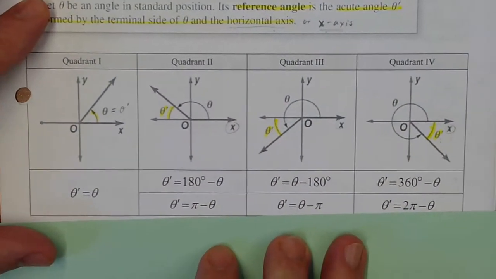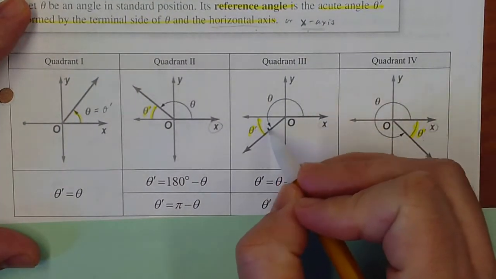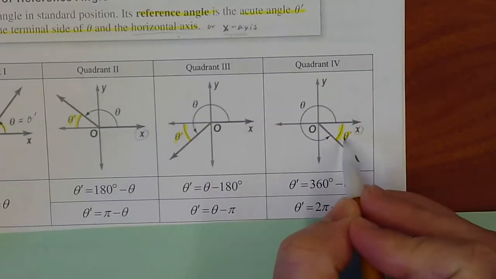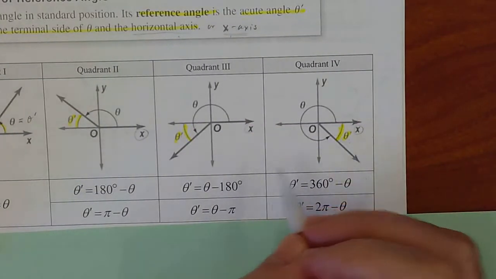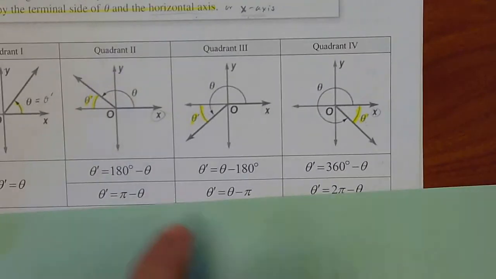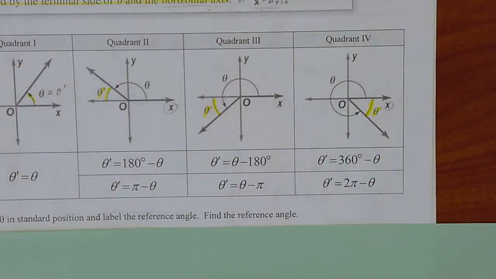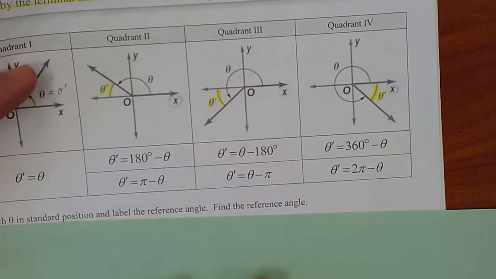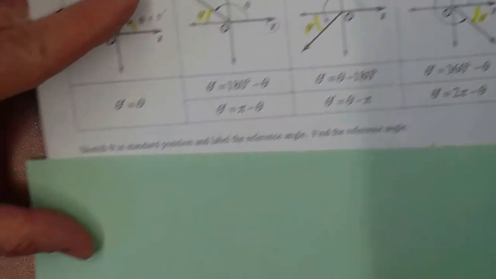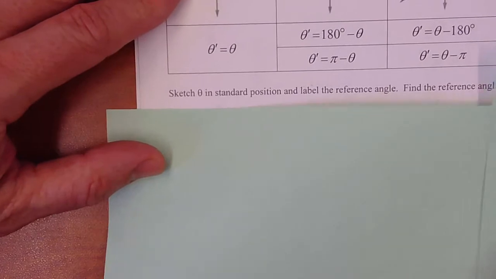All right, so this just kind of gives you a little visual aid. If it goes in quadrant 3, here's your reference angle. Notice it's just the acute angle with the x-axis every single time. Don't get too caught up in all of this. Just pay attention to the definition. All right, so here we go. Let's try it. Sketch theta in standard position and label the reference angle.